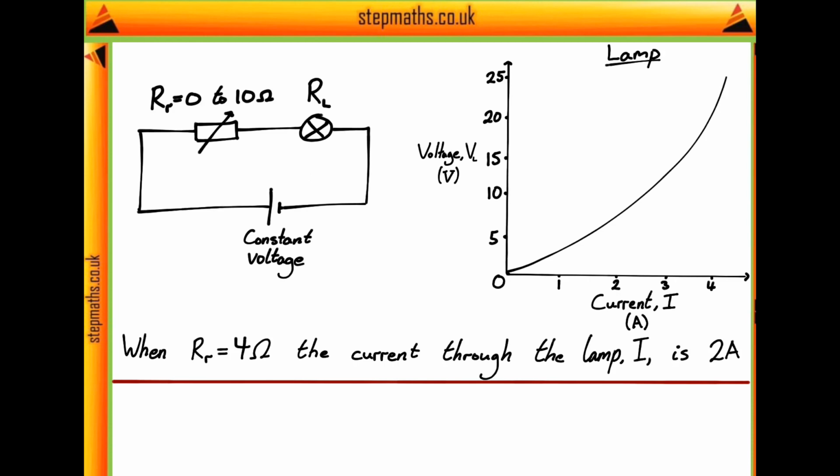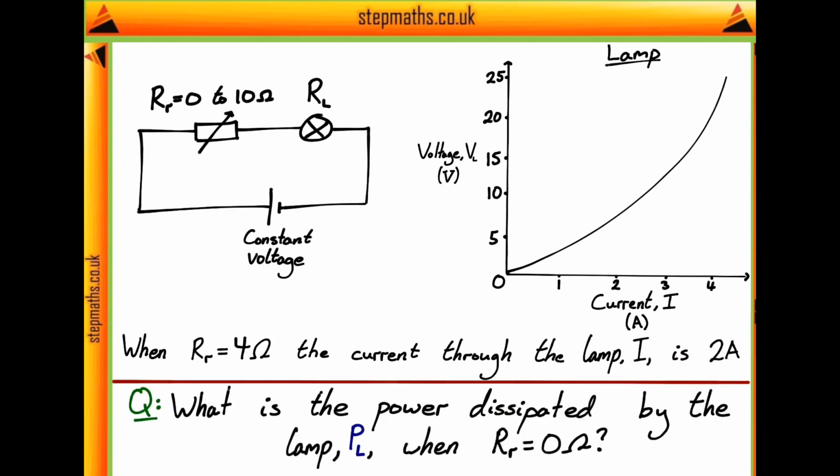Finally, we're told that when the resistance of our variable resistor is 4 ohms, the current through our lamp, which is represented by I, is 2 amps. So the question asks: what is the power dissipated by the lamp, which we call PL, when the resistance of our variable resistor is 0 ohms? If you'd like to have a go at this question yourself, please pause the video now, otherwise let's have a go at it.